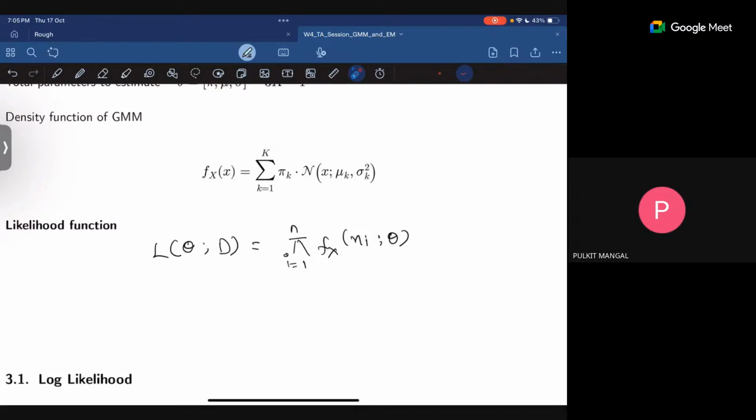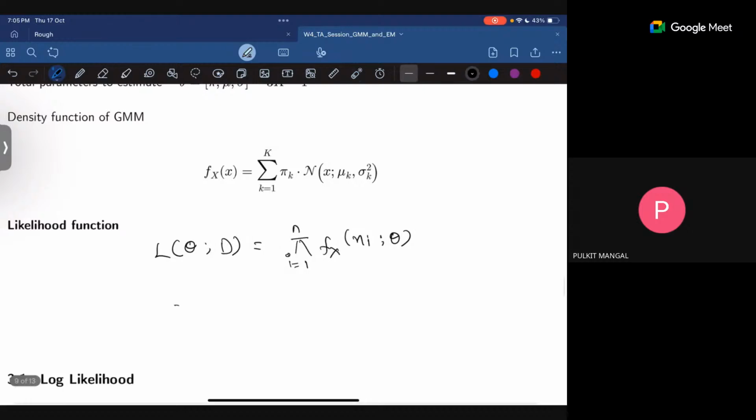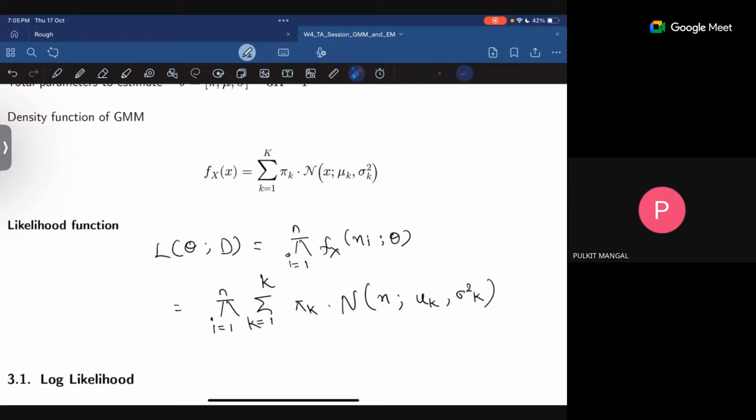Now, if we want to expand this, the equation would become very ugly. Summation from k equal to 1 to K of pi k times psi of x i given mu k, sigma squared k. I did nothing, I just put the PDF of the density function here. Now, what's the next step that you will do in MLE?